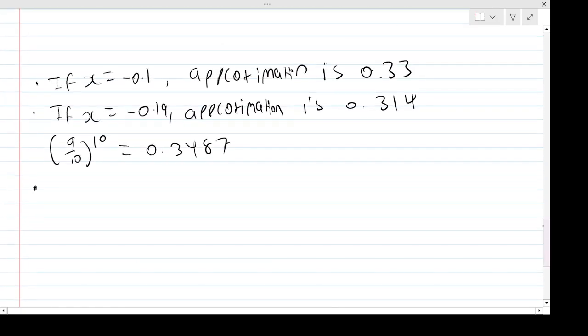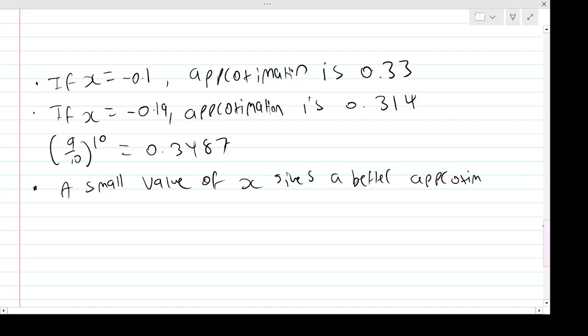So we can state this: a small value of x gives a better approximation of the actual value of what we're looking for. We can see that 0.33 is closer than 0.314, and that's because 0.1 is closer to 0 than 0.19, it's smaller.